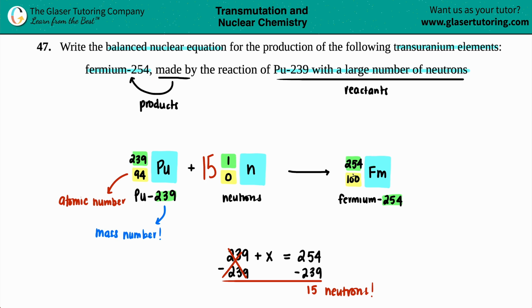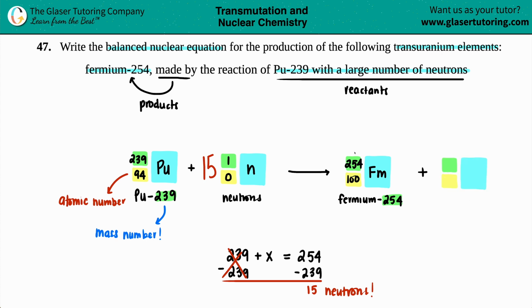But now let's look at the atomic numbers. 94 plus 15 times 0 is 15. Christina, geez. 15 times 0 is 0. So 94 does not equal 100. Now it seems like this is the reaction, so I can't add anything to the reactant side. But I could pick up the slack by adding subatomic particles on my product side. So let's see what subatomic particle I'm going to add.